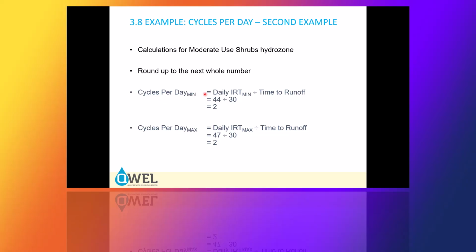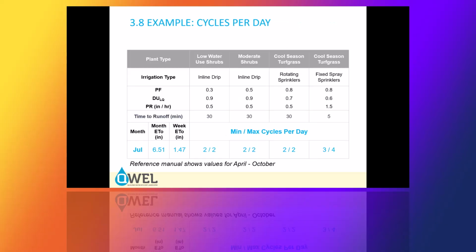So our cycles per day, daily runtime minimum divided by the time to runoff. So 44 minutes irrigation runtime minimum divided by 30 minutes to runoff gives us 2 cycles per day. Same thing for the daily runtime maximum divided by the runoff time. So it's 47 divided by 30. Again, we have 2 cycles per day.